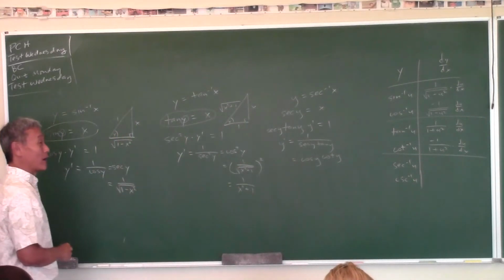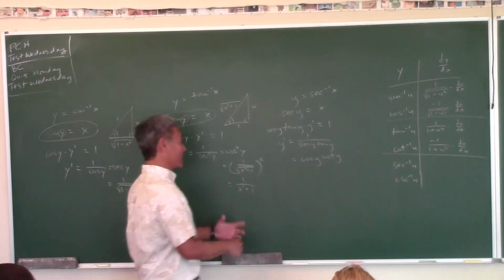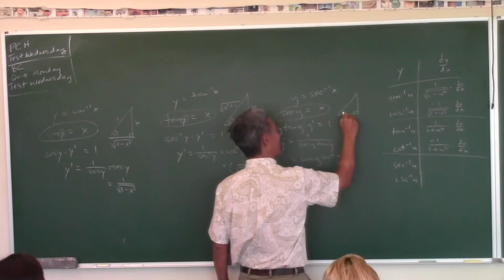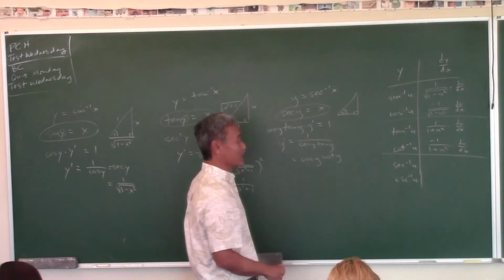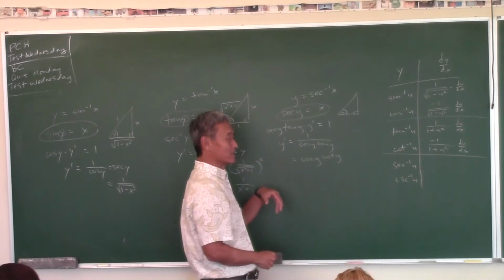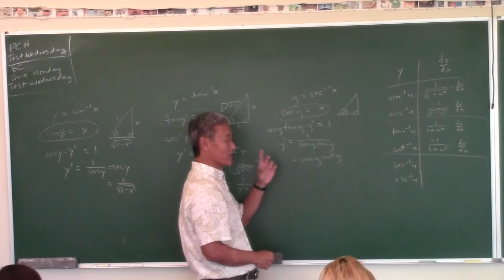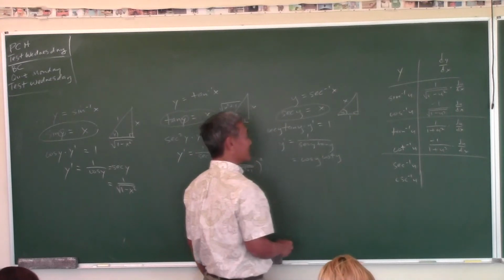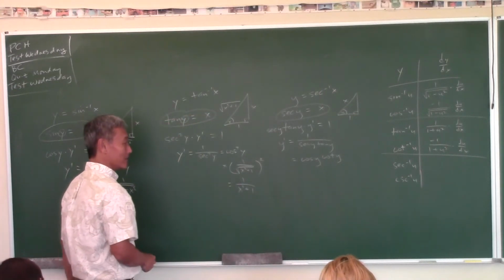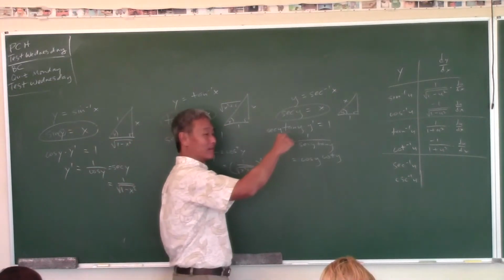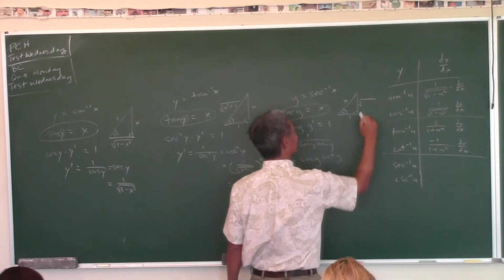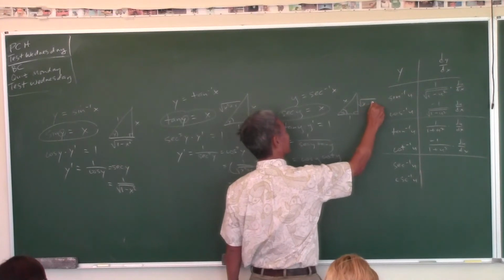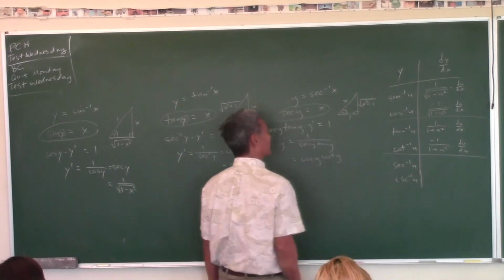But we don't like that. We have to write the answer in terms of x, so we draw the triangle. Here's angle y. Now secant is x, so secant is the reciprocal of cosine. Cosine is adjacent over hypotenuse. So hypotenuse over adjacent needs to be x, so there you go. And then using the Pythagorean theorem, we get the square root of x squared minus 1.